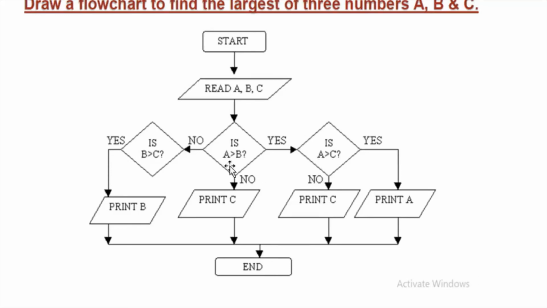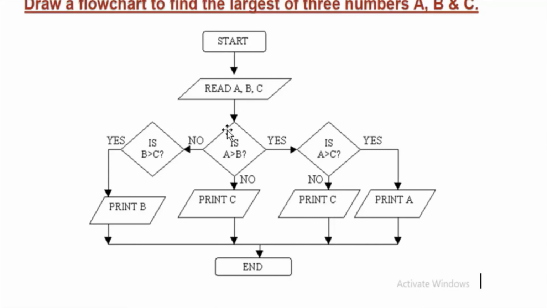Why are we saying so? If a is greater than b, it means b is not greater. Go to the next step. Then we'll find if a is greater than c. If it is true, fine. If it is not true, it means a is greater than b, right? So b cannot be greater than c. Then we come here, if a is greater than c, it means no. So it's obvious that we have to print c. Why? Because c is the greatest.